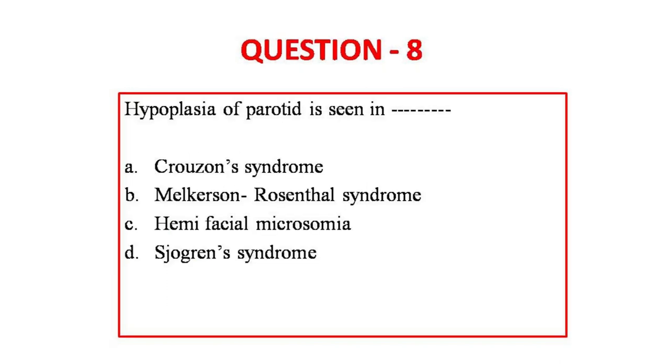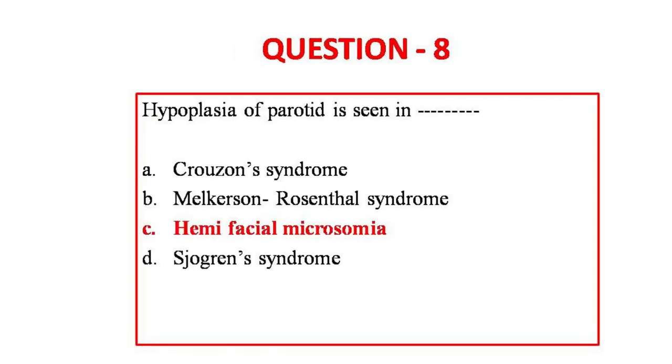Moving on to question number 8. Hyperplasia of parotid is seen in, they've given us 4 options: Crouzon syndrome, Melkersson-Rosenthal syndrome, hemifacial microsomia, and Sjogren syndrome. The answer is hemifacial microsomia.